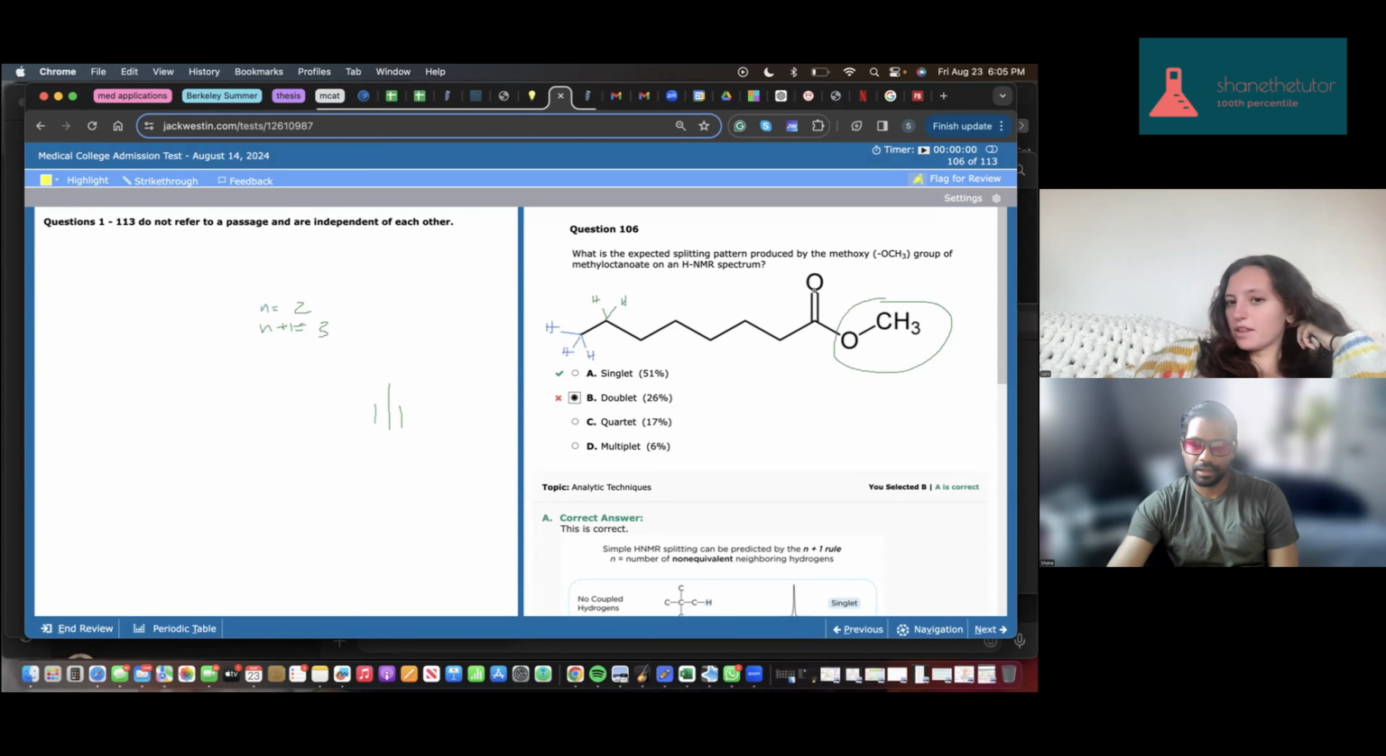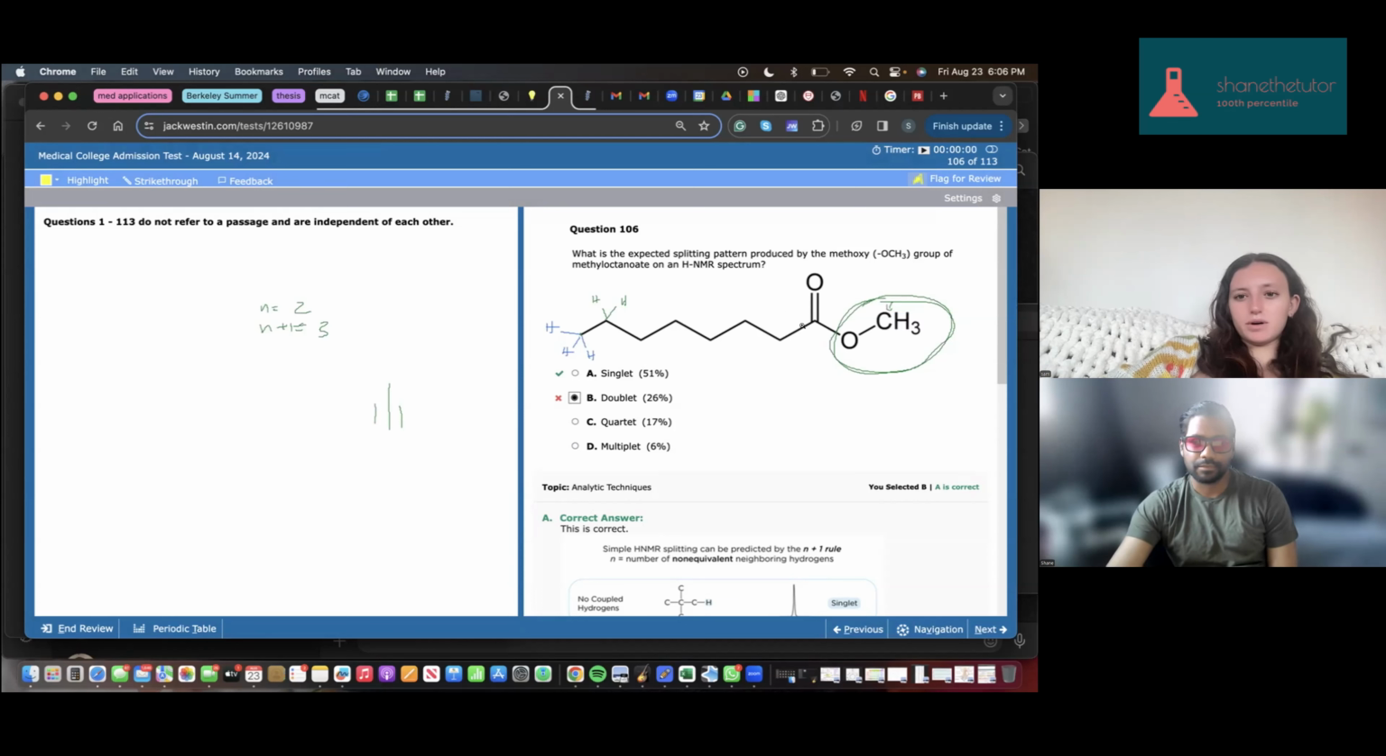Now they're asking about methoxy, and methyl we said was... what's the difference between methoxy and methyl? A methyl on its own is just a CH3, like a methyl added to the group. So the methoxy is just this, and so we have to take into consideration this carbon.